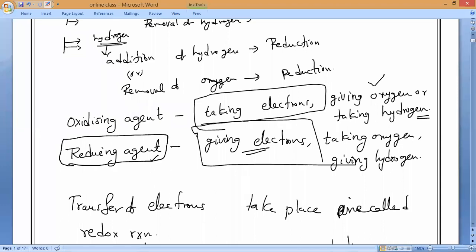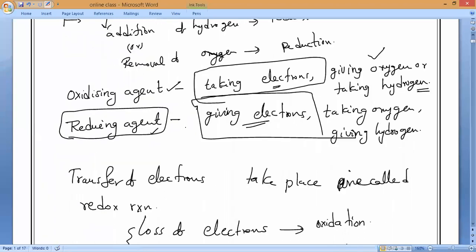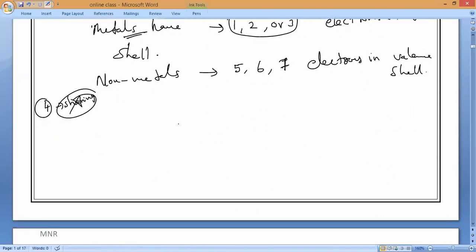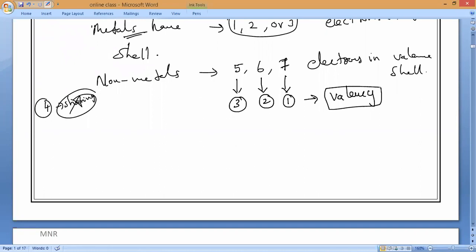In the same way, non-metals take the electrons. So why are they called what they are called? They accept the electrons. How many electrons will they accept? If there are 5 electrons, it will accept 3 electrons. If 6 electrons are there, it will accept 2. If 7 electrons are there, it will accept only 1 electron. This is what we call valency. Do you understand it?